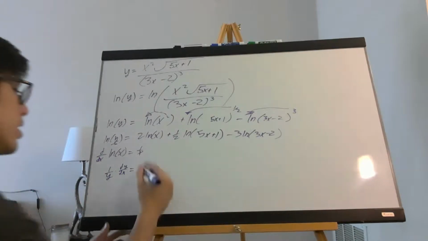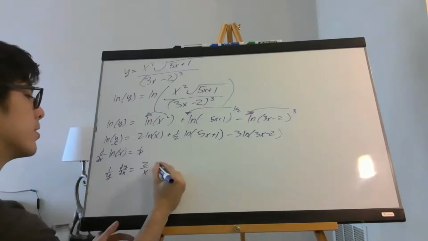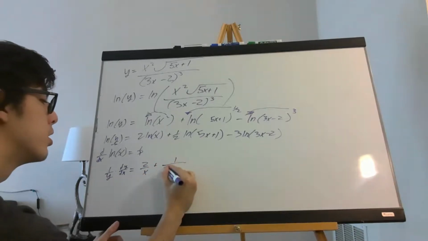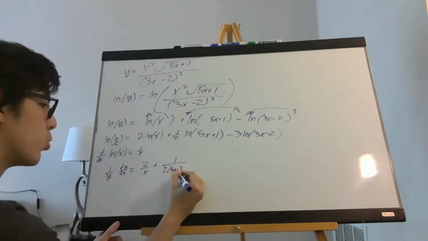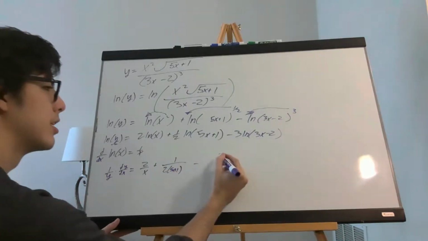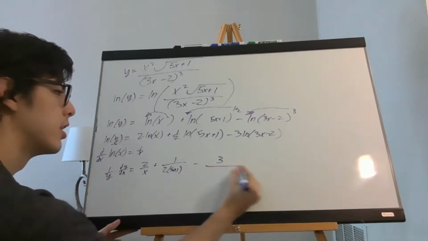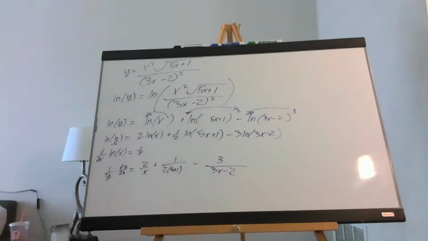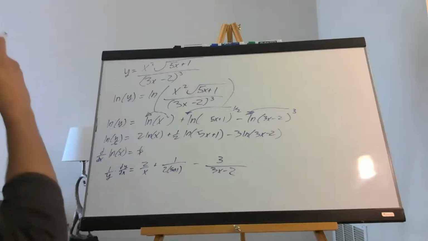Tell me if you need me to slow down. Is equal to 2 over x plus 1 over 2 times 5x plus 1 minus 3 over 3x minus 2. Yeah, so this isn't going to be a long, horrible problem. Now let's investigate even closer, because the numbers look kind of gross. If you really want to, I guess you could put it all on a common denominator, but you don't have to, because check this out.